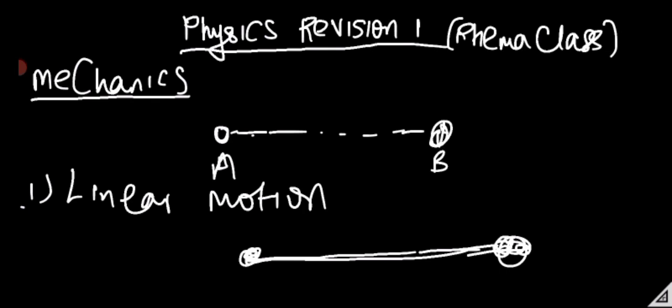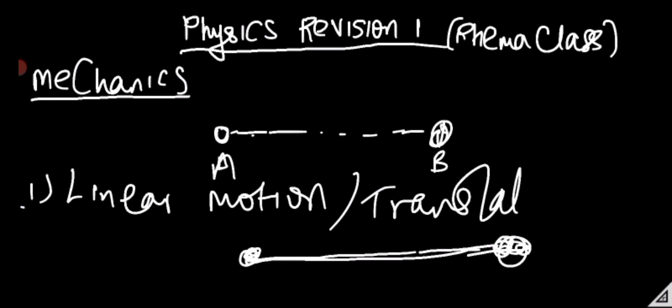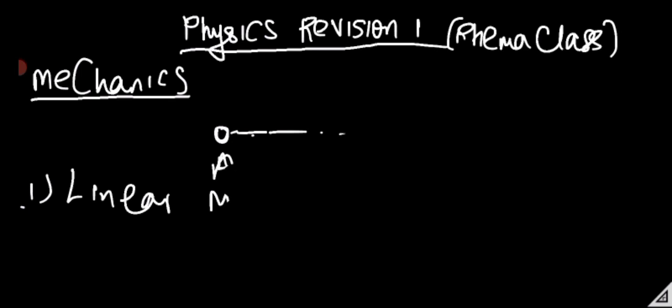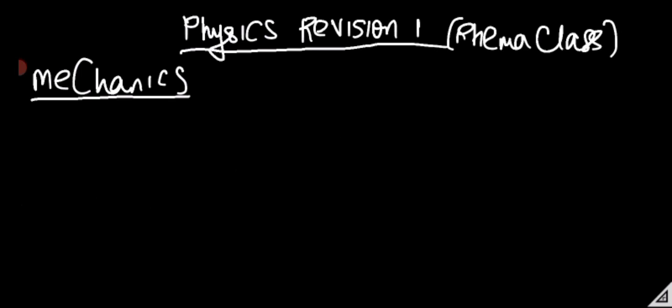Now also note before I go to the next type, another name for linear motion is also called translational motion. Make sure you are writing this down. So linear or translational motion is the motion of a body along a straight path. Make sure you are writing this down, because you must apply hard work for you to get a lot of good grades.